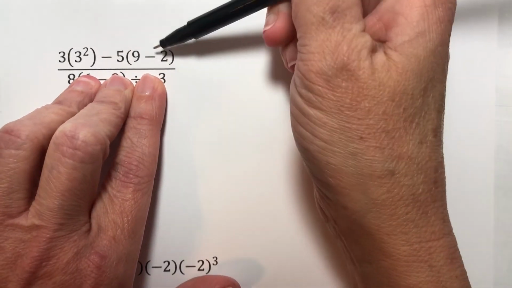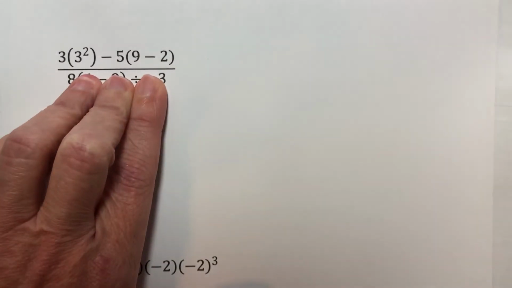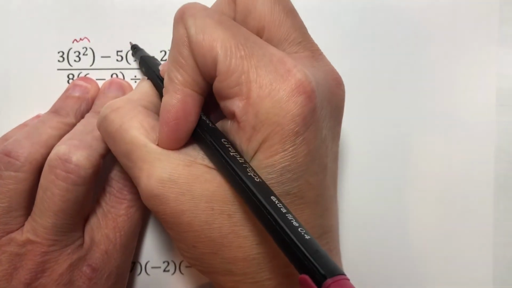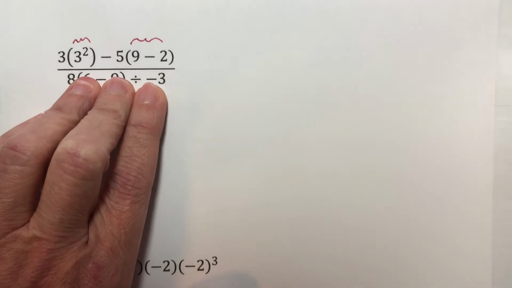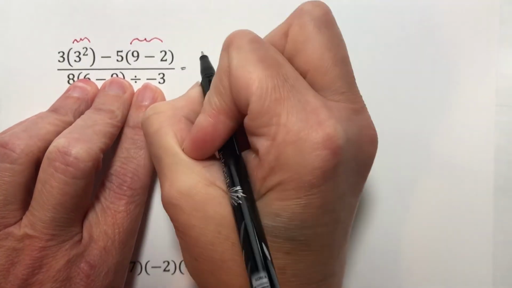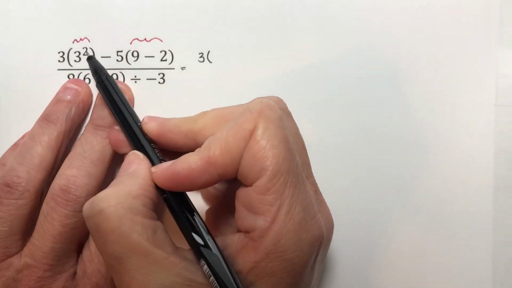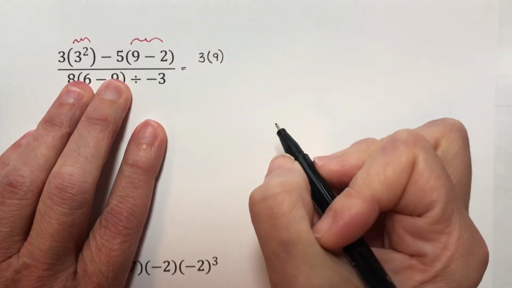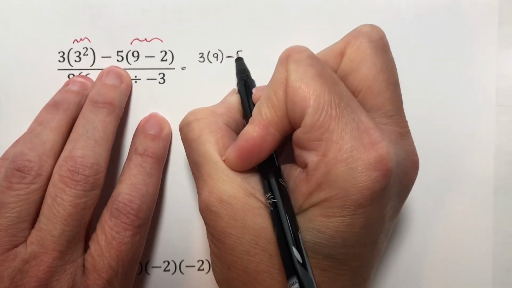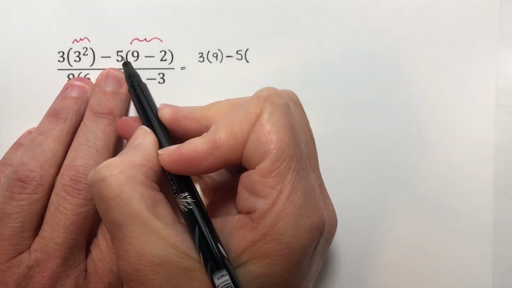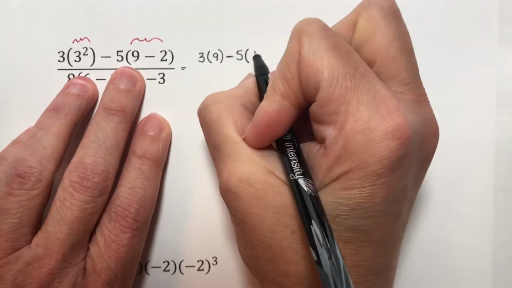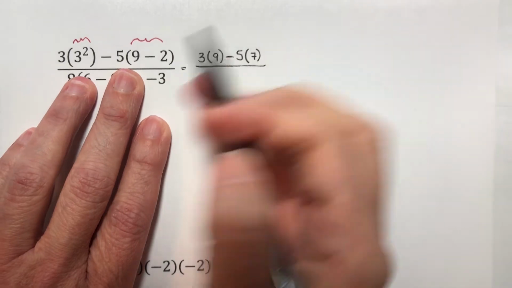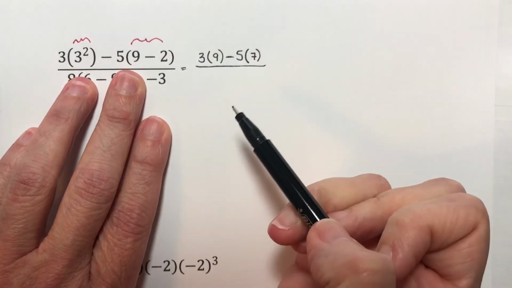I need to simplify inside my parentheses where I can. Well, I can simplify inside here. 3 squared, that's something I can do. 9 minus 2, that's also something I can do. So let's just rewrite this top part. This is 3 times 3 squared. This means 3 times 3, which is 9. Minus 5 times, there's no symbol in here, so it's a multiplication. 9 minus 2 is 7. Okay, so that's the first step in simplifying the top problem.